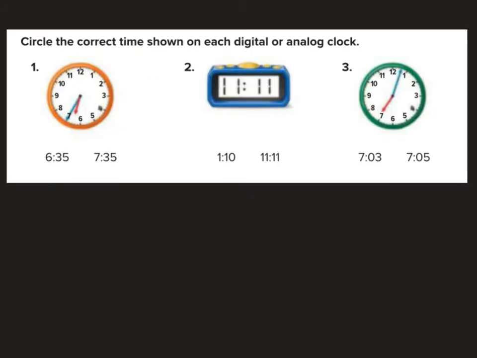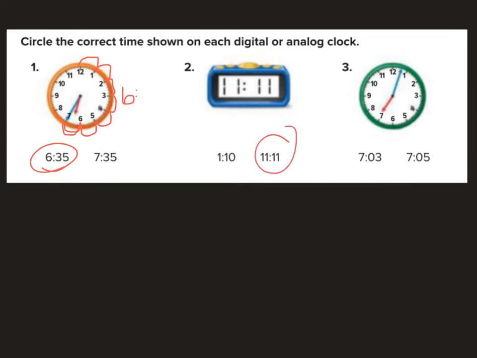Circle the correct time shown on each digital or analog clock. Okay, so the hour hand, the short red one, is between the 6 and the 7, so we know it's 6 o'clock. Let's see how many minutes. 5, 10, 15, 20, 25, 30, 35, 6:35.